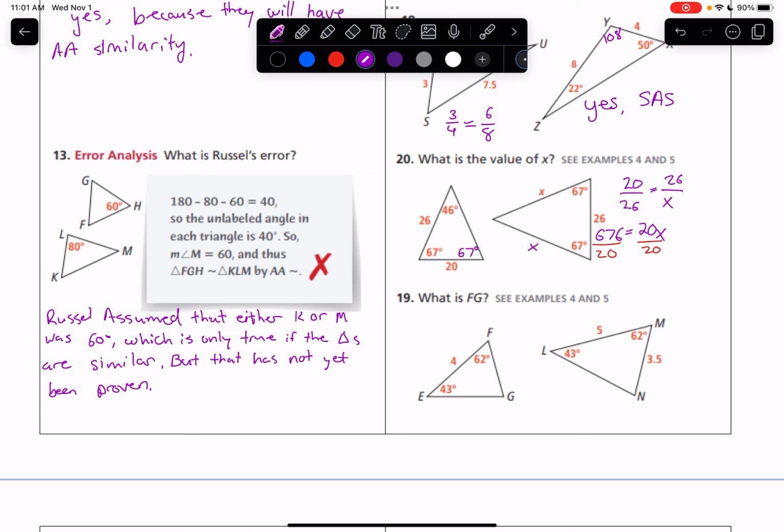And that is going to give me 33.8 equals x. So 33.8 is the answer there.